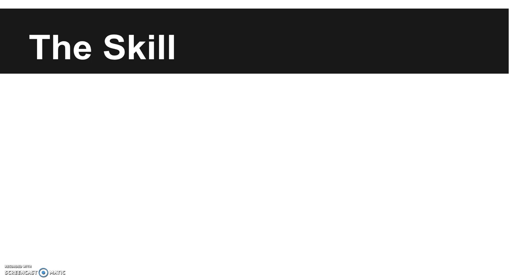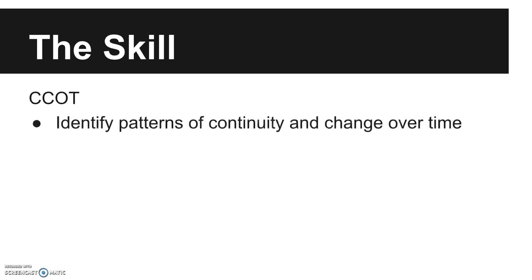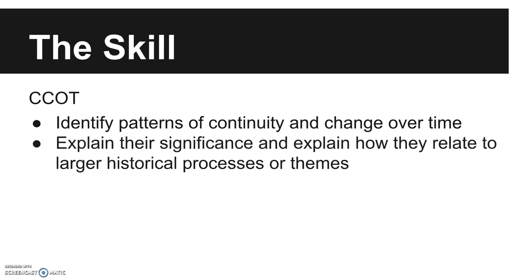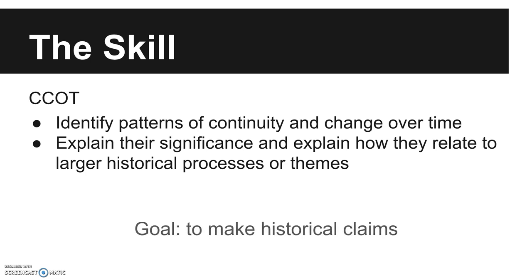Proficiency in this form of chronological reasoning starts with identifying patterns of continuity and change over time, but moves on to explain the significance of such patterns. Additionally, students should be able to explain how patterns of continuity and change over time relate to larger historical processes or themes. Here again, students are using their understanding of patterns of continuity and change over time to make historical claims.